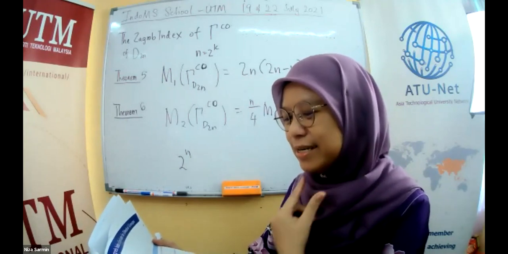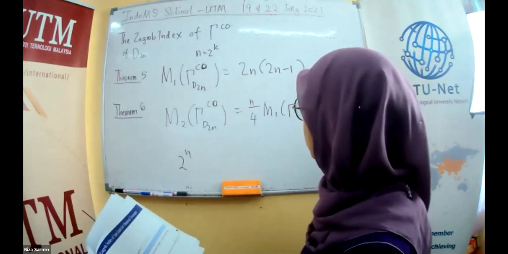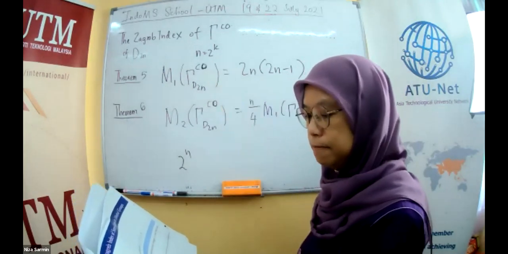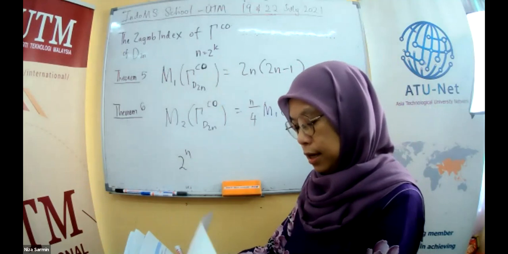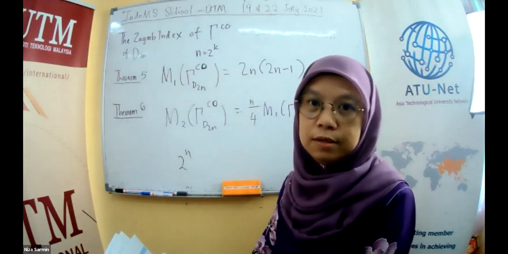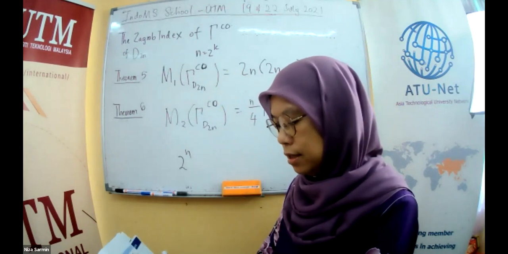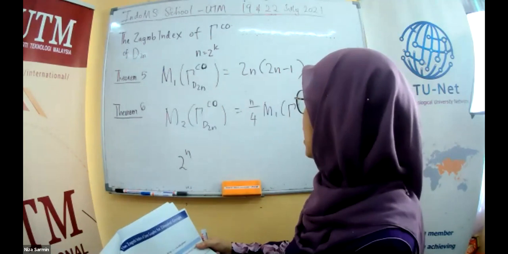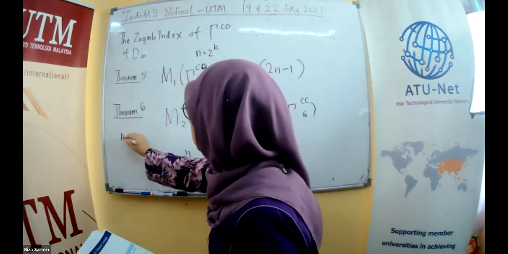Okay. Let me go for this one first. This is where n is 2 to the k, right? And this is direct from the definition, to find the first Zagreb index. Now let me go to the second Zagreb index for the first case.